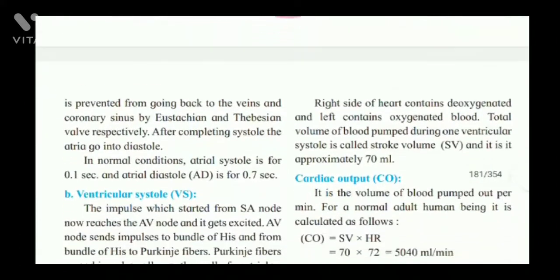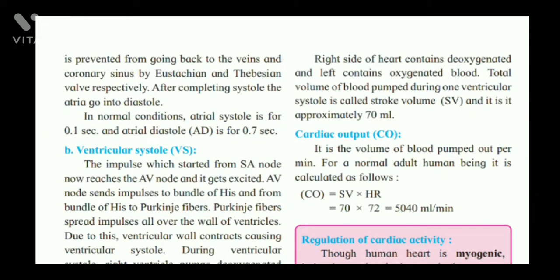Blood is prevented from going back to the veins and coronary sinus by Eustachian and Thebesian valve respectively. After completing systole, the atria go into diastole. In normal condition, atrial systole is for 0.1 second and atrial diastole is for 0.7 second.